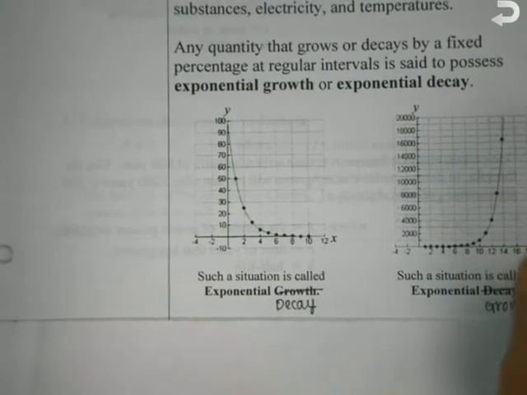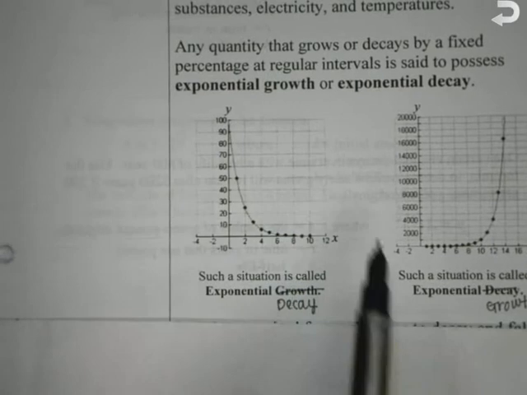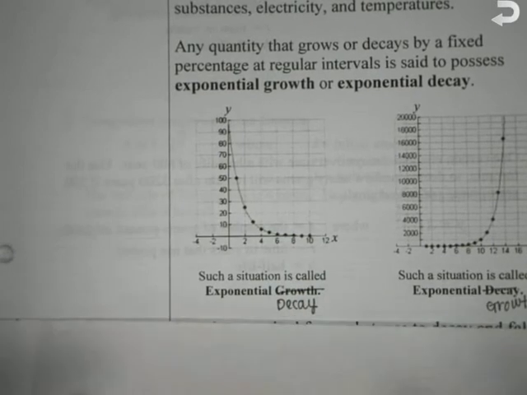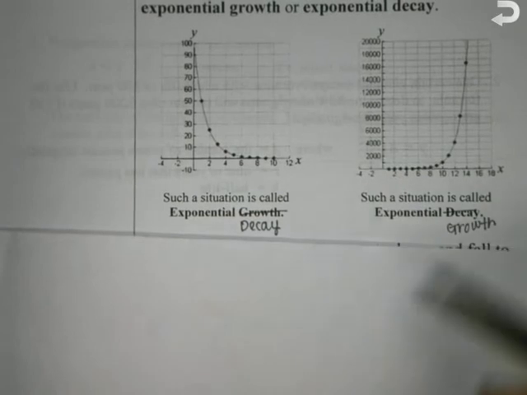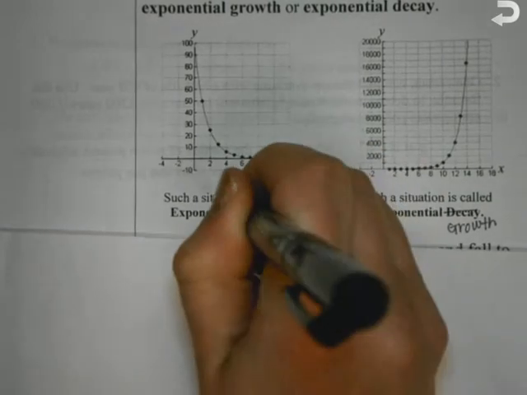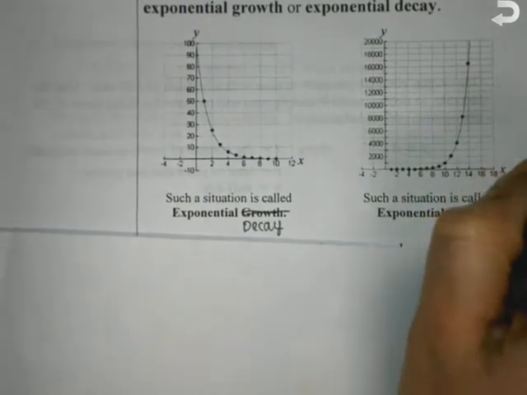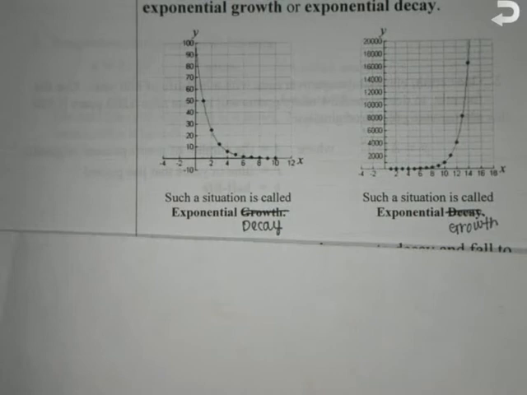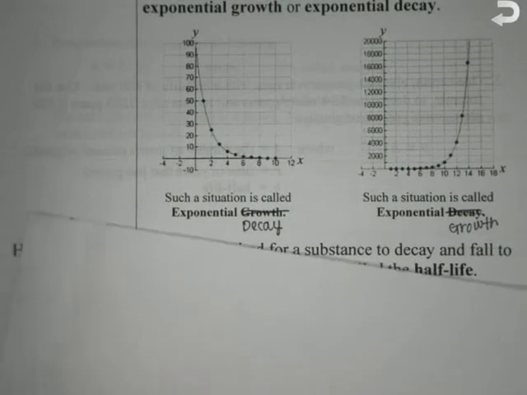Okay, here we go. So this one is descending, so it's called exponential decay. I don't know what happened there. And this one is increasing, so it's called exponential growth. When I copied the graphs on here, I must have gotten them backwards. Make sure you make that change so we don't get confused.